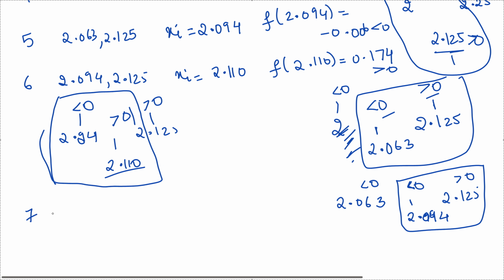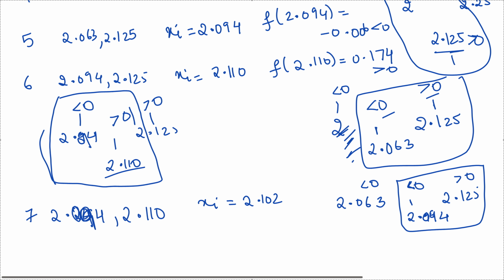So it's 2.094 comma 2.110. Now what would be our xi? It's nothing but 2.102. I'm just adding these two and dividing by 2. So 2.094 plus 2.110 by 2 is 2.102.